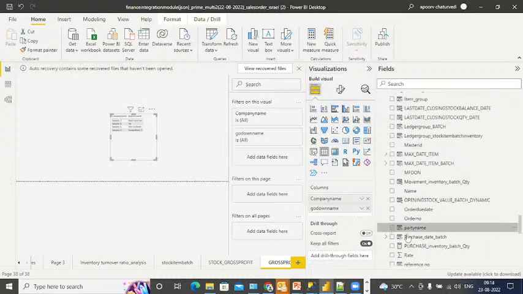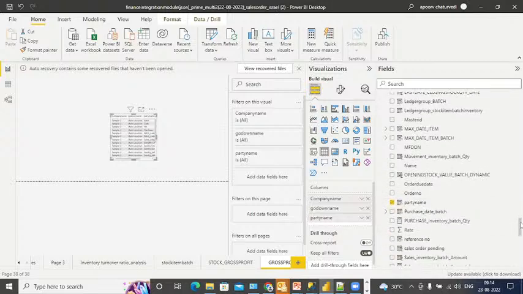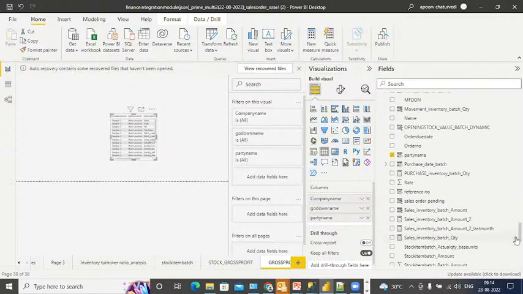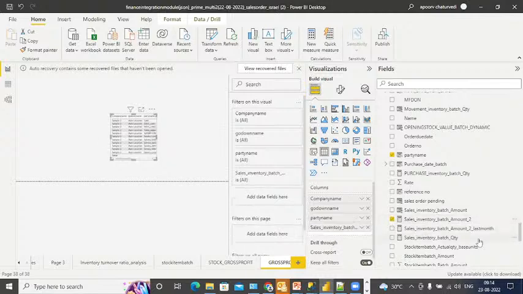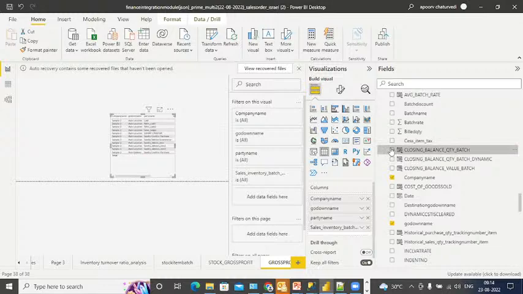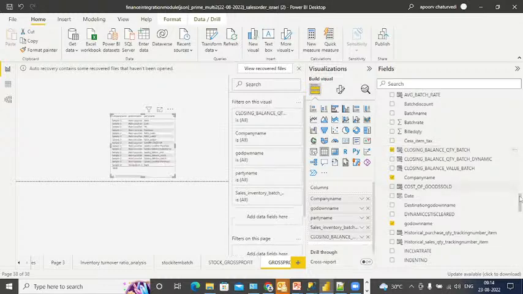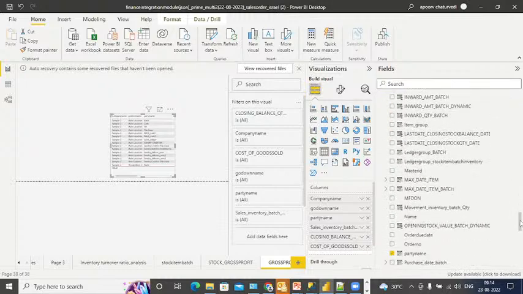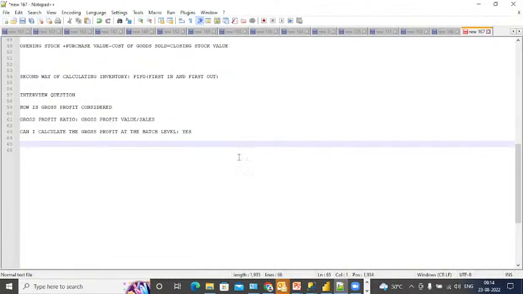You'll have the party name, right? And then you will have the sales value, so you can have the sales amount here, and after that the cost of goods sold, and then you can have the gross profit. So you have the closing stock, you have this thing, and similarly after this you can calculate the gross profit.